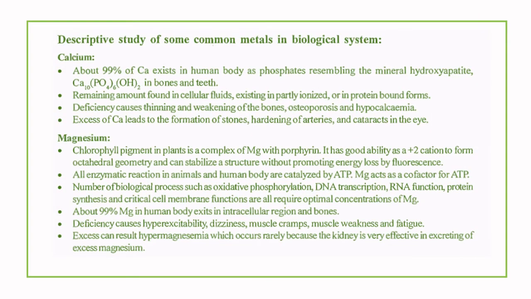Now, a descriptive study of some common metals in biological systems. First one is calcium. About 99% of calcium exists in the human body as phosphate, resembling the mineral hydroxyapatite, that is Ca10(PO4)6(OH)2, in bones and teeth.